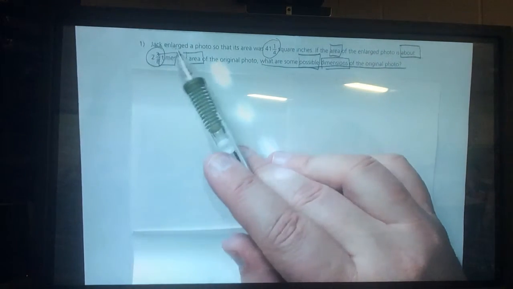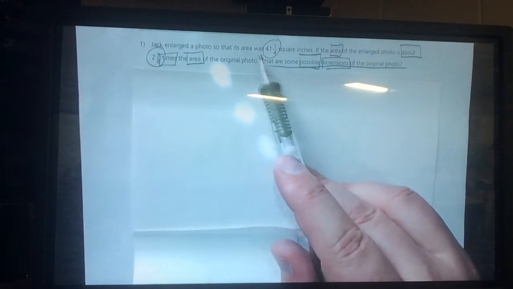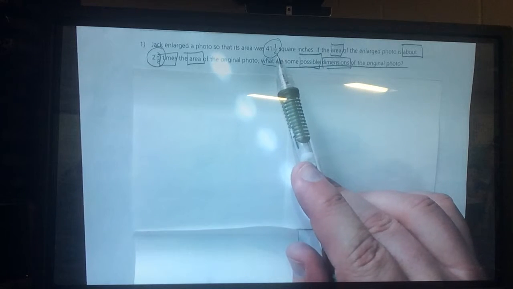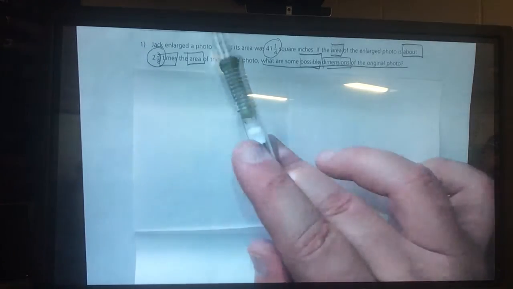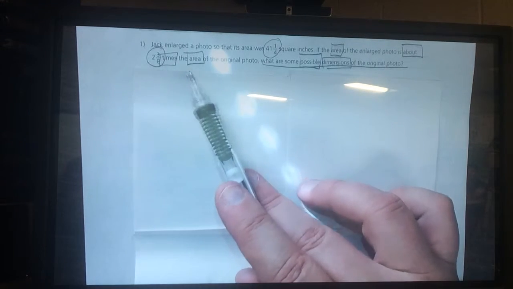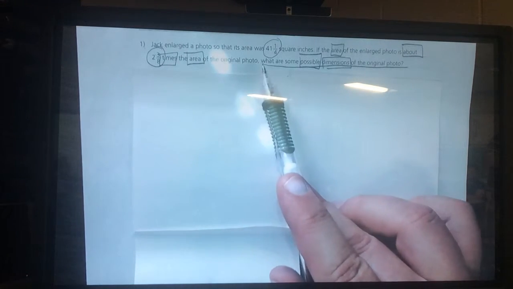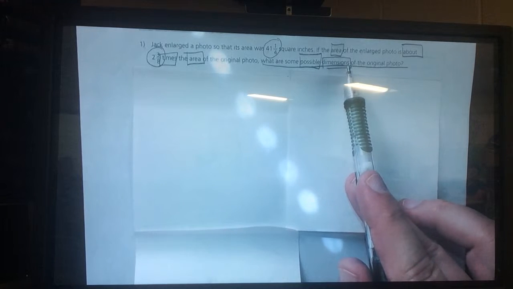It says, Jack enlarged the photo so that its area was 41 1/4 square inches. If the area of the enlarged photo is about 2 3/8 times the area of the original photo, what are some possible dimensions of the original photo?